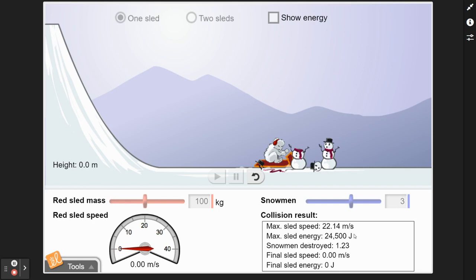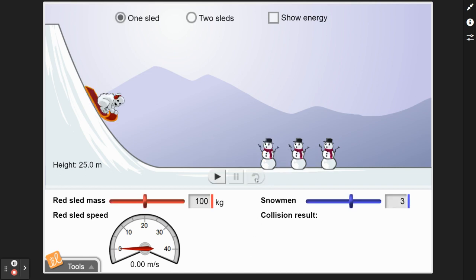The energy in joules, you're going to need that for some calculations. But overall, you guys don't need to understand what joules and all that is. Snowmen destroyed, 1.23 snowmen. Final speed, which obviously is 0, and then energy is 0. So to reset, you hit the button.